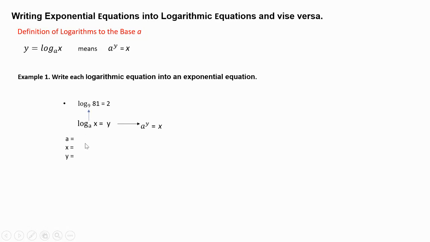So my a, if you notice, is 9. My x is 81, and my y is 2. So it's going to be a to the y equals x. So it's going to be 9 to the second equals 81. That's how you write it.